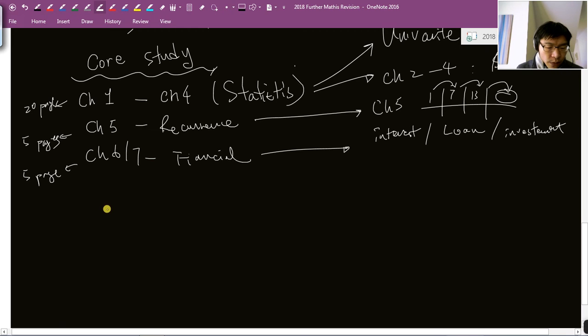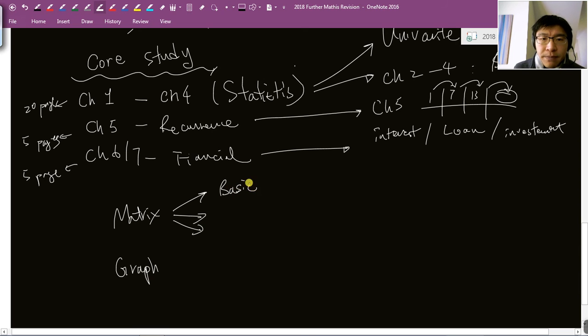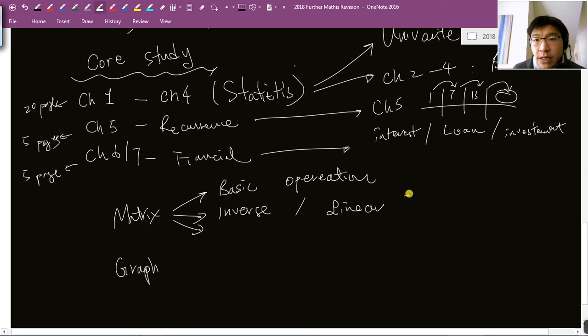After core study, there would be matrices and your graph and relations. In terms of matrices, you try to put the notes in about 3 parts. You have our basic operations for matrices, and looking at what is inverse, and relating your inverse to linear equations. The last part is transition, that would be our transition matrices.